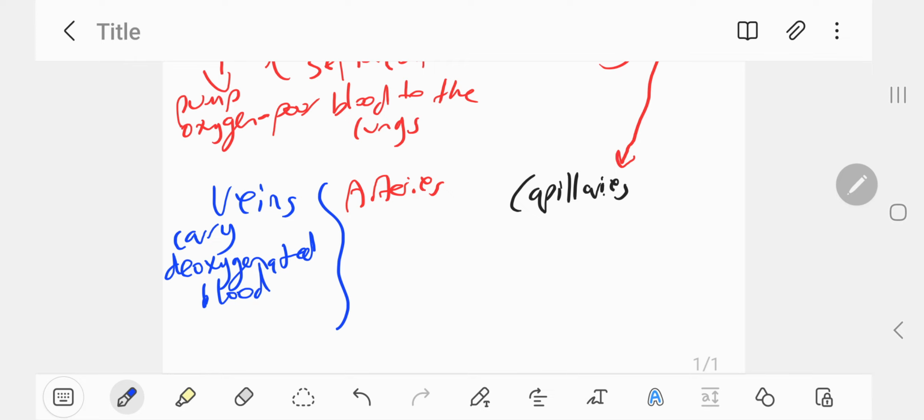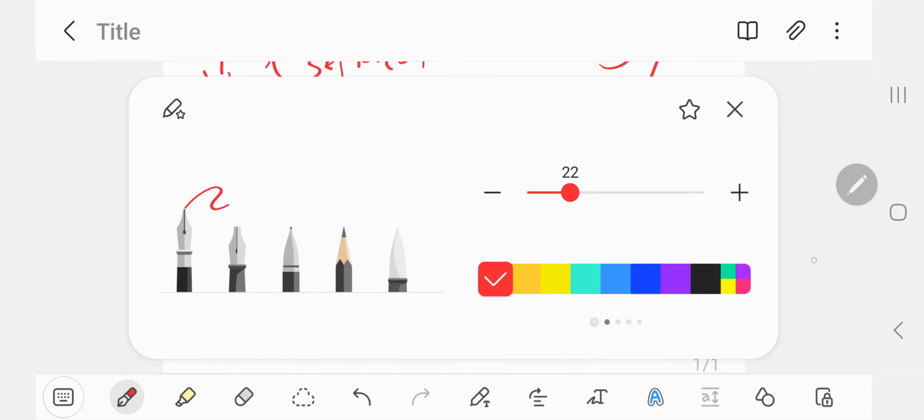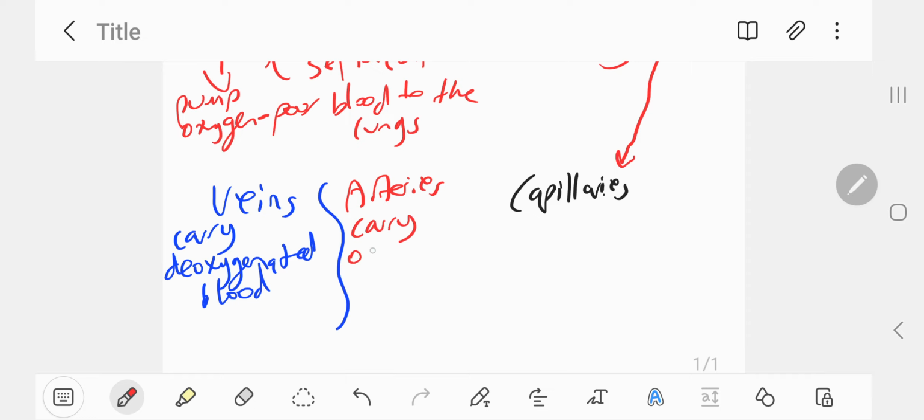Now I should note that when you look at your veins, particularly around your wrists and arms, they appear blue. Now it's not true that the blood is blue, it's just slightly tinted blue. Okay, that gives it the color. Arteries, meanwhile, they carry oxygenated blood. Okay, so blood that's rich in oxygen.